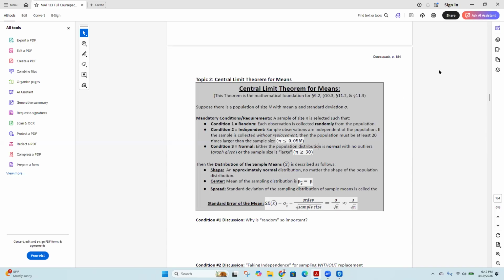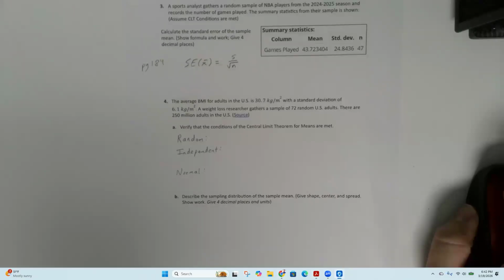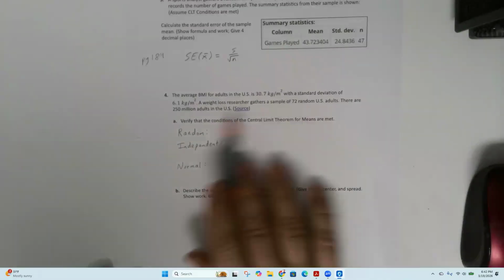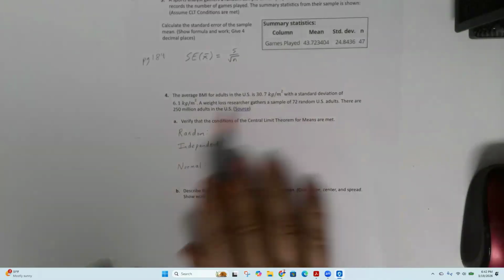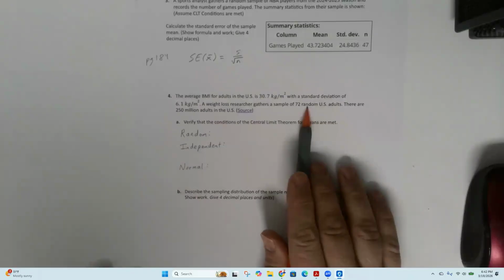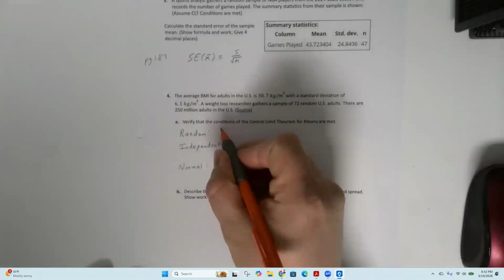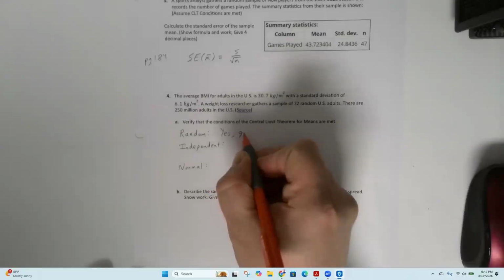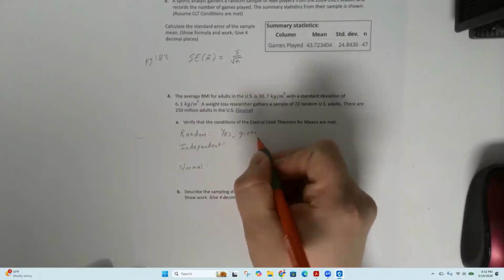So for class, all I have to do is look at my word problem and say, is the word random somewhere in there? Yes, it is. There it is. So yes, given, right? Done. Okay.